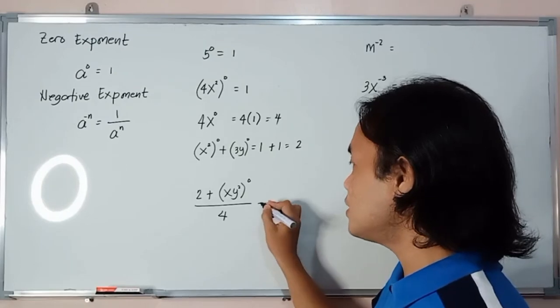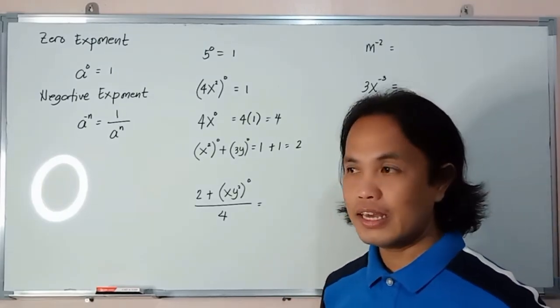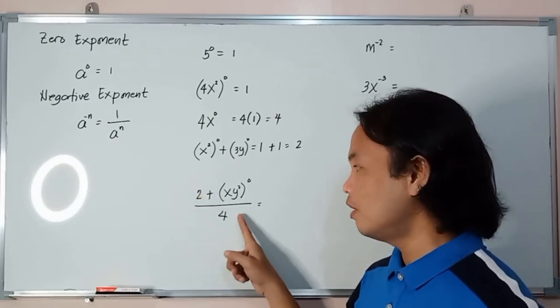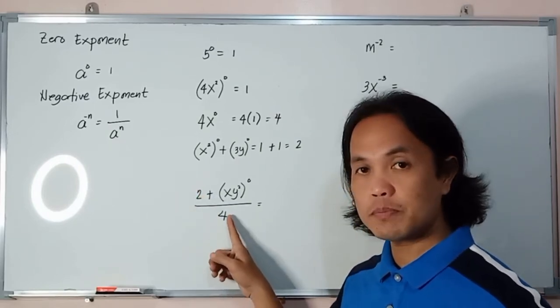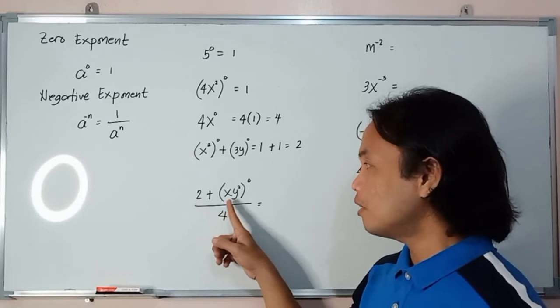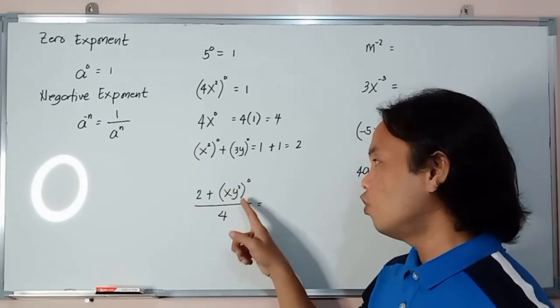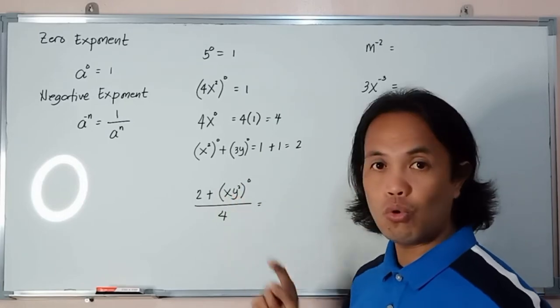Another example. This time we have a fraction. Again, 2 has an assumed exponent 1, which is positive. Also 4 has an assumed exponent 1, which is also positive. But on this part here we have xy squared quantity raised to 0. So this part here is just equal to 1.